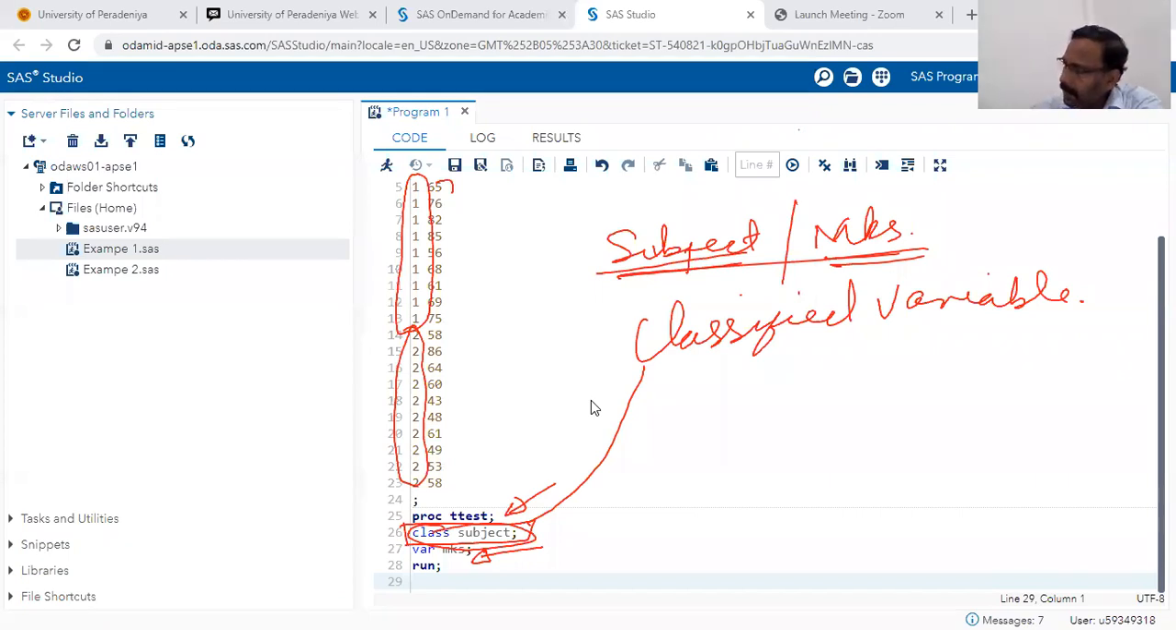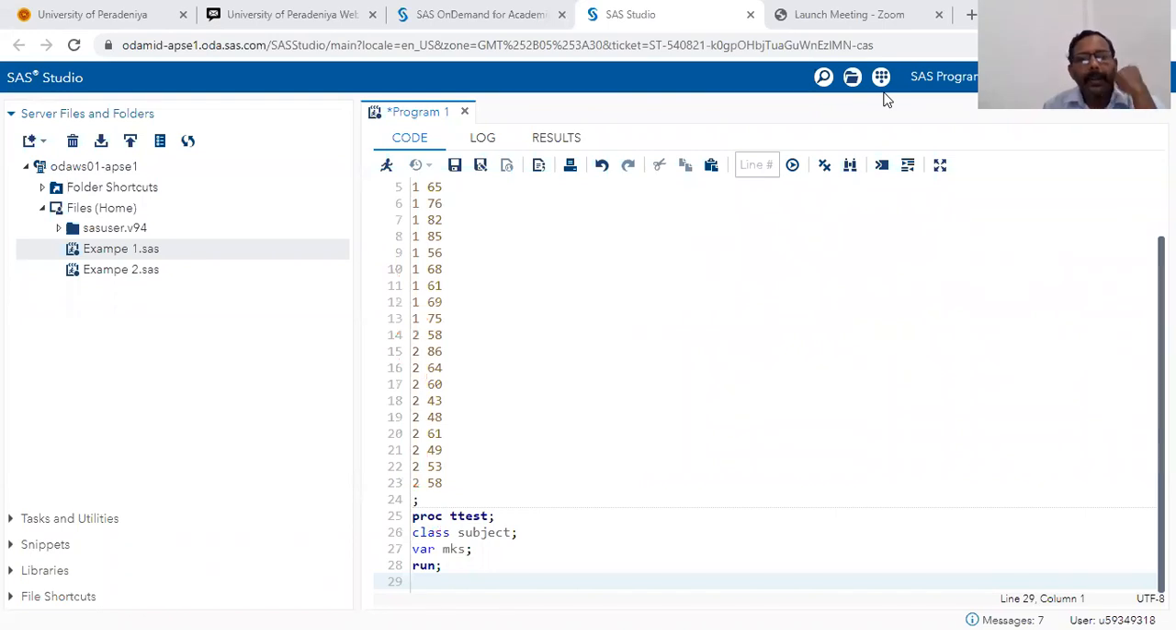Right. Any questions? Any questions on programming of two sample t-test? Any questions? If not, we can continue. Is it fine?